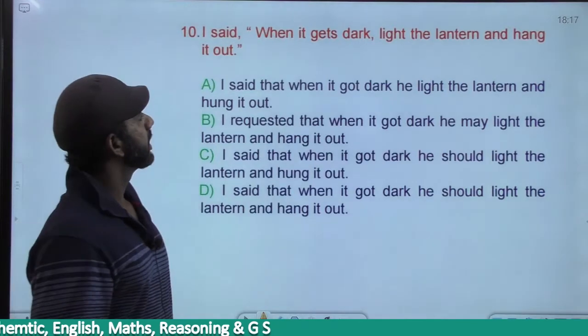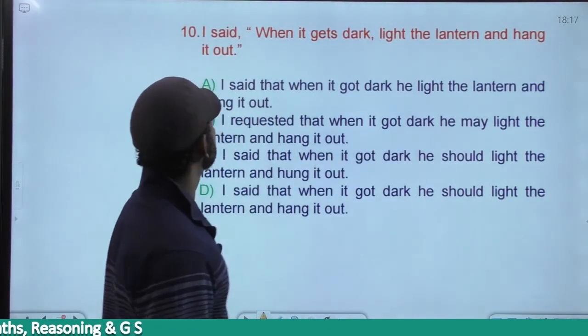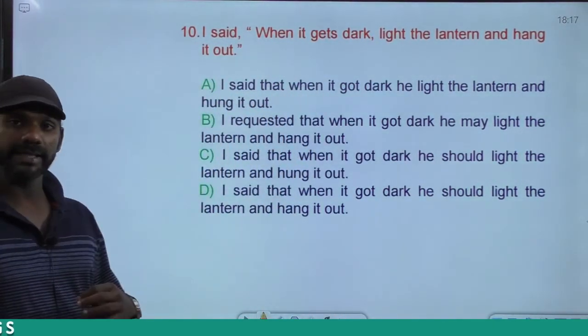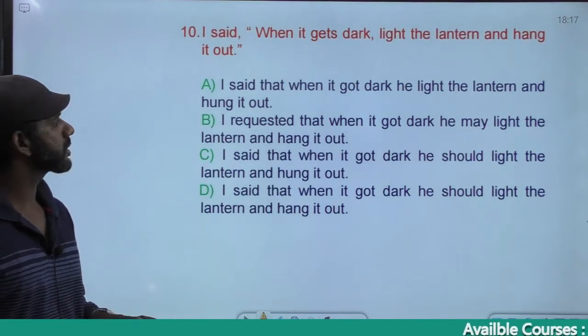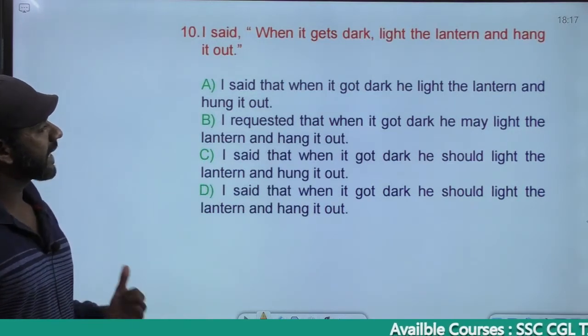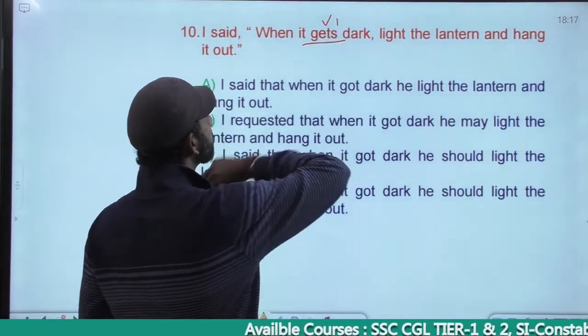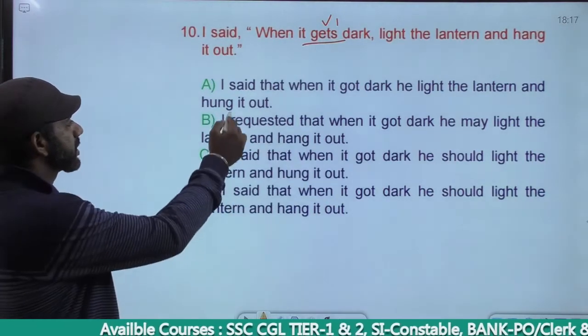I said, when it gets dark, comma, light the lantern and hang it out. Now, when it gets dark is simple present. And as per the rule, simple present must become simple past. Now, I eliminate option B.